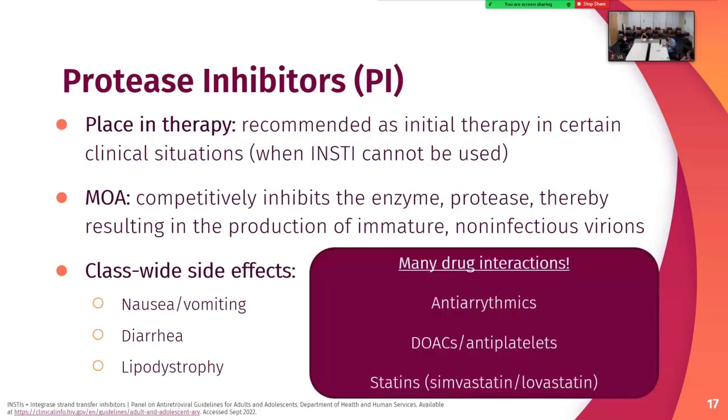And then again with our protease inhibitors, there are very many drug interactions. So it's always a good idea to check, but some common ones are our antiarrhythmics like amiodarone, our DOACs, antiplatelets, and then our statins. Particularly simvastatin and lovastatin can't be combined with any protease inhibitors, but some of our other statins, like atorvastatin, may need to be dose adjusted. Referring to the hivinfo.nih.gov website can be really helpful with determining how you should proceed with using statins in patients on protease inhibitors.